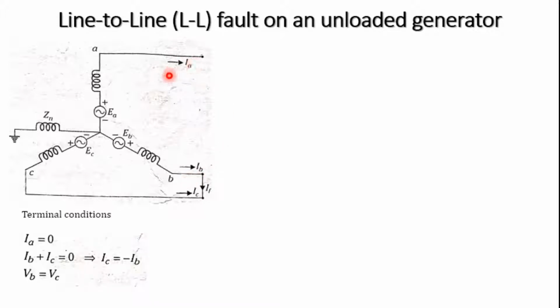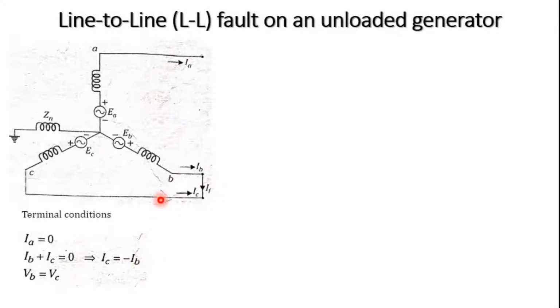Here we already understood that the current in the healthy phase will become zero, meaning where the fault does not take place, the current across that phase will become zero. So that is Ia equal to 0. Here there is a fault between the two phases, phase B and phase C. So consider together Ib plus Ic will become 0. From this we can write Ic is equal to minus Ib. One is the forward path, another is the reverse path.